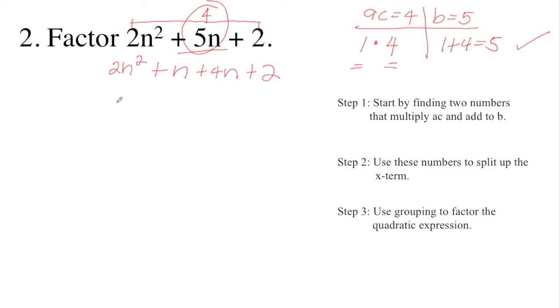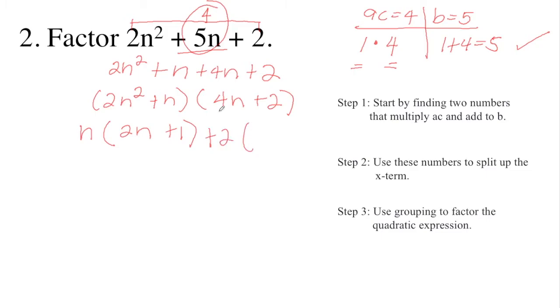Then group the first term and the second term together and group the third and fourth term together as well. Then find the GCF of 2n squared plus n. That is n. And 2n squared divided by n is 2n. And n divided by n is 1. GCF of 4n plus 2 is 2. 4n divided by 2 is 2n. 2 divided by 2 is 1.